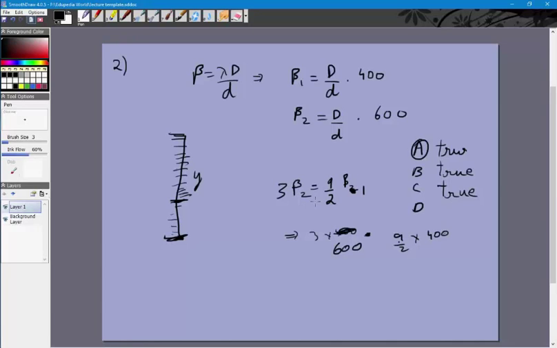Angular separation for fringes for lambda 1 is greater than lambda 2. No, angular separation is simply this distance divided by this distance. If this distance is smaller for beta 1, then the angular separation will also be smaller for beta 1 of lambda 1. So D is false, which means the answer is A, B and C.